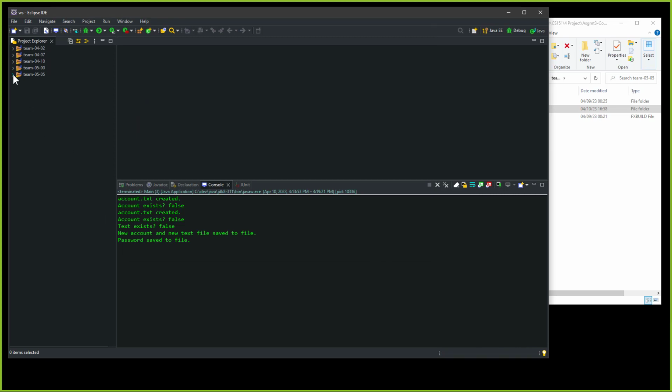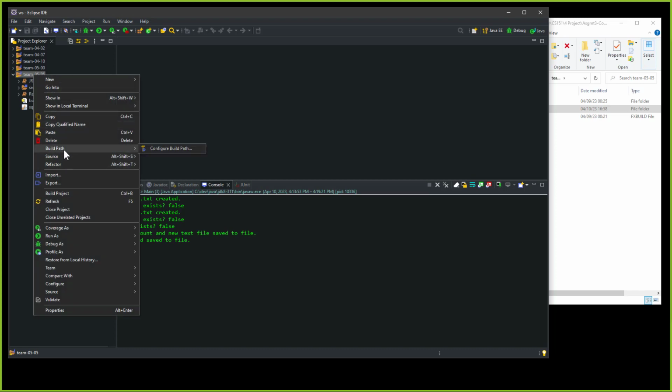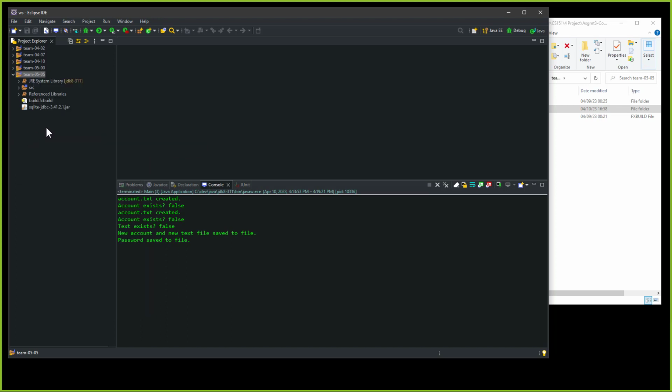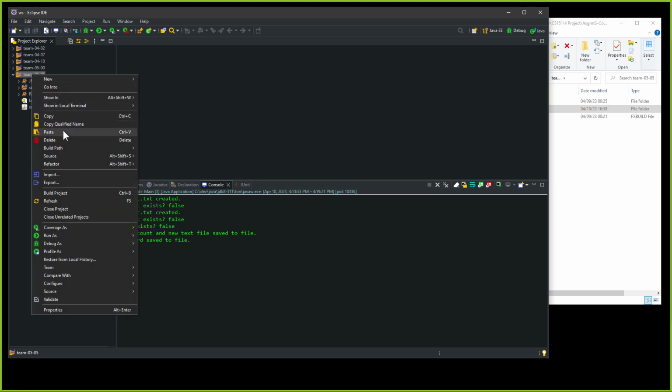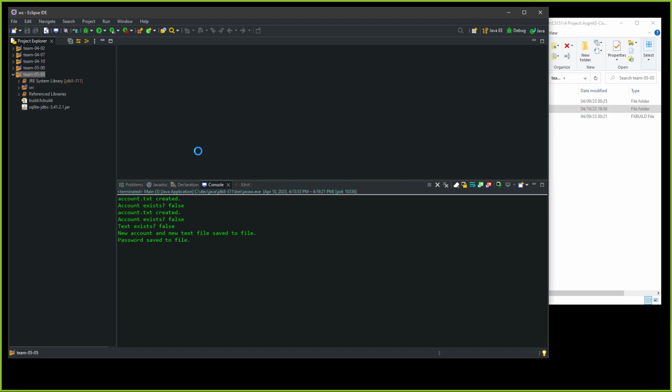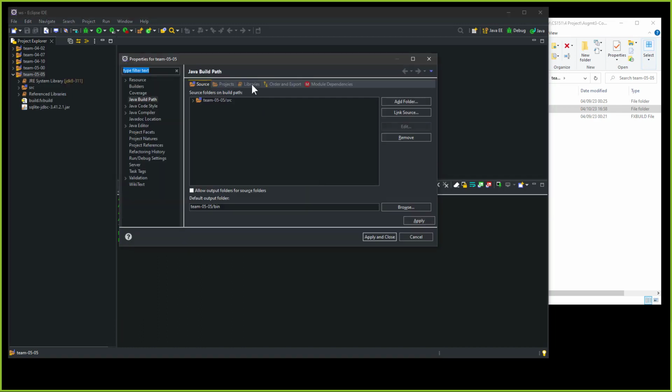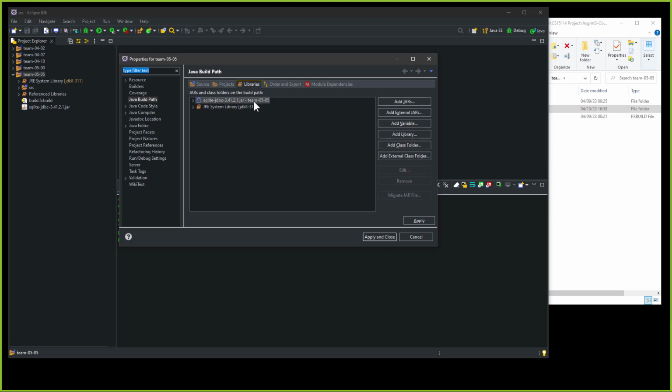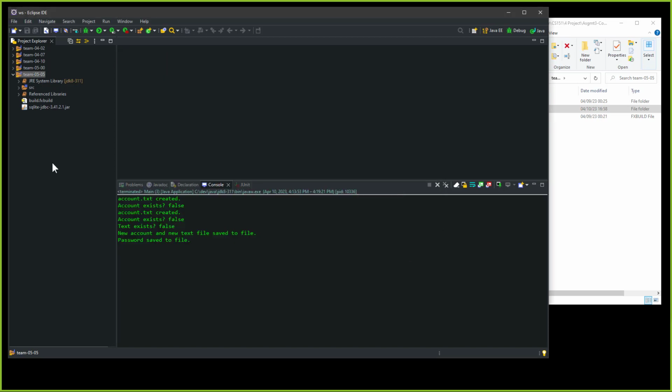Then, since you put the SQLite here in the root, I don't even need to add it. Let me show you that when you put the jar file inside the root or inside the lib library, Eclipse will at least add it to your build path. And if you go to the library, you see the SQLite was automatically added to the build path. I don't need to do anything.